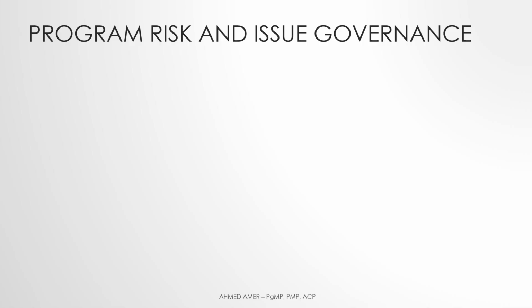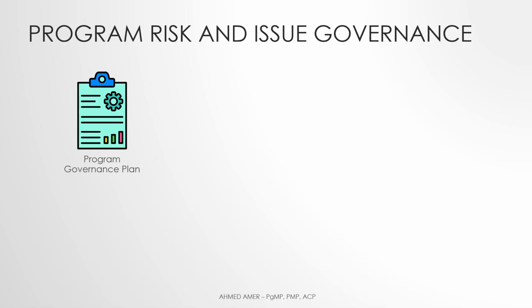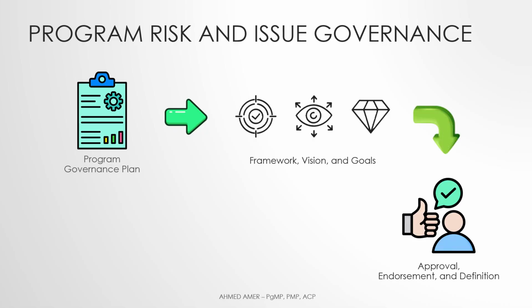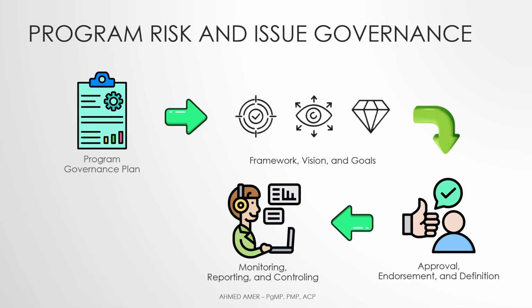The fifth practice we have now is program risk and issue governance. Again, this one makes perfect sense in terms of sequencing. We started with the overall program governance. Therefore, next was the program governance plan. Then, we can't just rush into program governance without passing first through the organization framework, vision, and goals. After that, it was okay to start talking about program approvals and definition, followed by their monitoring and reporting.